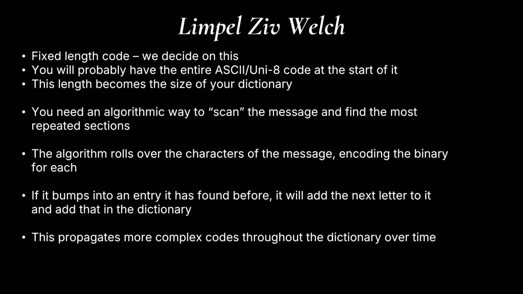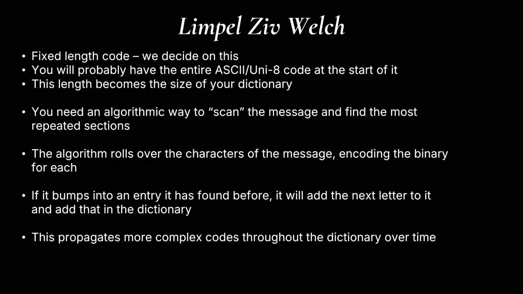So Lempel-Ziv-Welch is a dictionary coding scheme where what we do is we go through, and every time we see a new character or a new combination of characters, we code it. So it's a fixed length code. We decide on the size of the thing that we want. And then we basically just run through the message. And every time we see something new, we look at the next character along and code that.